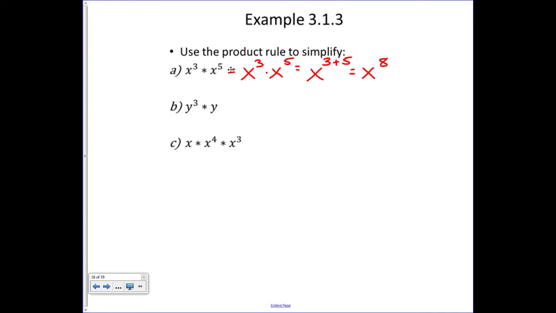Similarly, in part B, now remember, if we just have y, that's the same thing as y to the first power. And so that's y cubed times y to the first power, or y to the 3 plus 1, which is just equal to y to the 4th. So if you multiply numbers with the same base, you add their exponents.